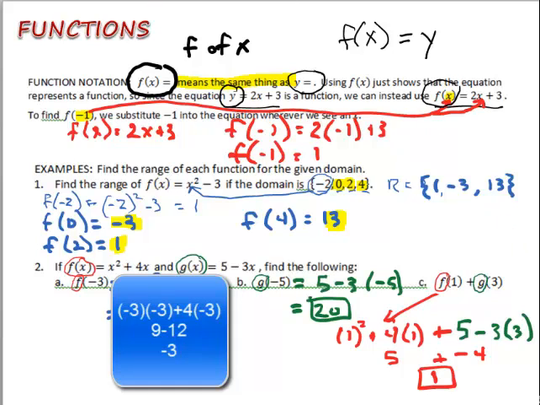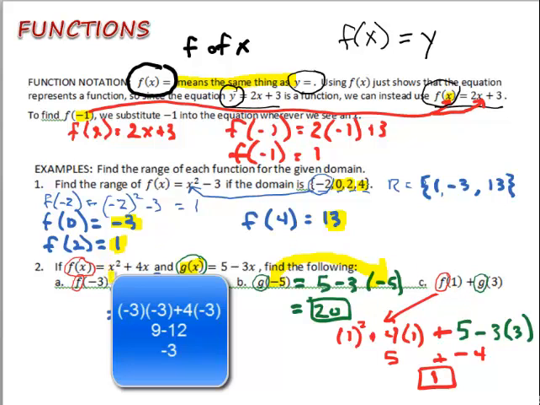Okay, so hopefully you got a chance to figure that out. G of negative 5, I use the g of x function. Do 5 minus 3 times negative 5. I plug in my negative 5 right in where the x was, and then I do the work. Negative 3 times negative 5 is 15, and then plus the 5 is 20.